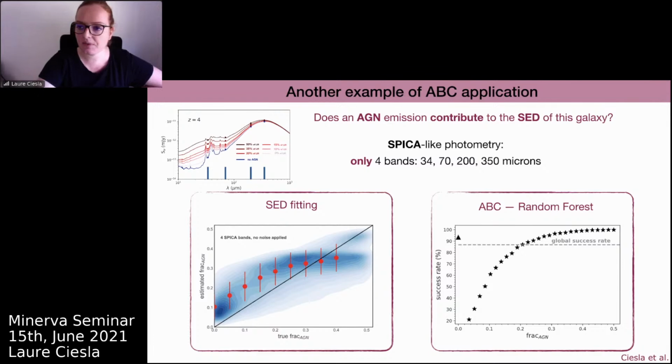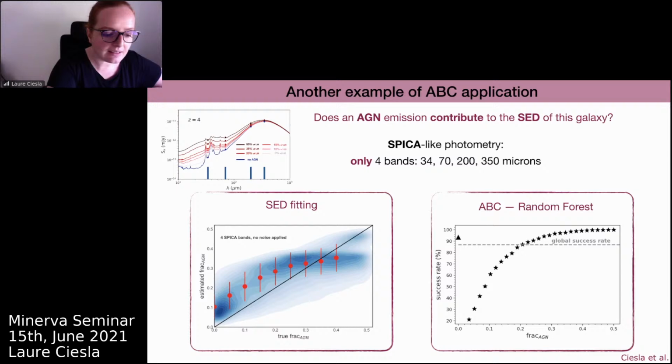If I use SED fitting, it's the bottom left panel. You can see several problems. So the true contribution of the AGN is in the x-axis, and the y-axis is the estimate from SED fitting. And you can see that there is first a bias. If you have galaxies with no AGN contribution, so the 0 point, you can see that the SED fitting will give you, in any case, a contribution of the order of 10%. So first, this is a problem. It means that you will have a 10% contribution of the AGN, even if it's not true.